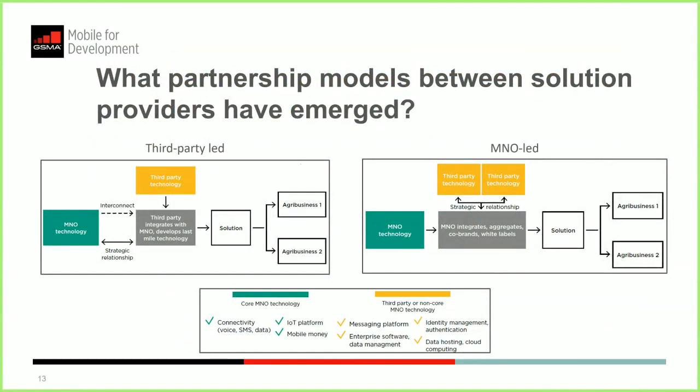An alternative model to this one, shown here on the right-hand side, is a model whereby the MNO partners in a given market with one or more tech providers to package a white label solution, we can imagine, or a co-branded solution for an agribusiness customer.